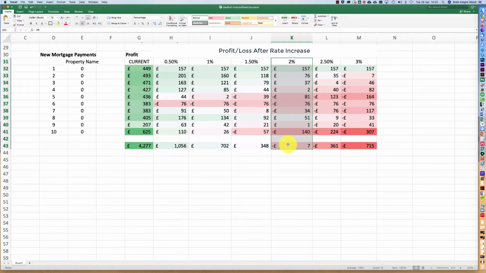But what it means is you can start monitoring this. You can go, you know what? Actually, it looks like this particular property is going to account for almost 40% of the losses. I need to get rid of that property, or I need to remortgage it, put it onto a fixed rate. I need to do something with it.